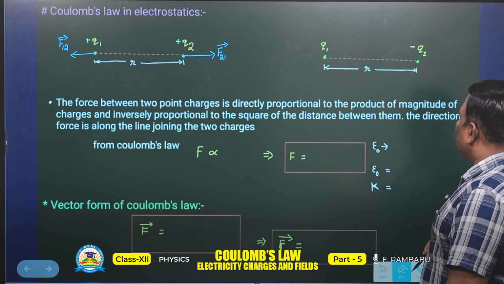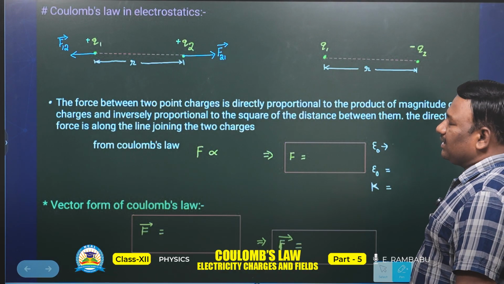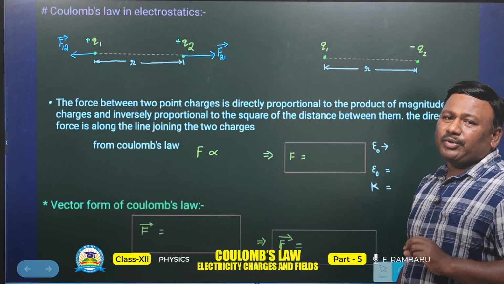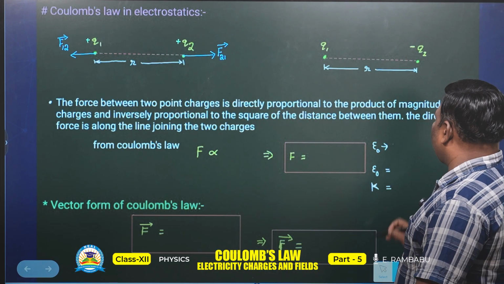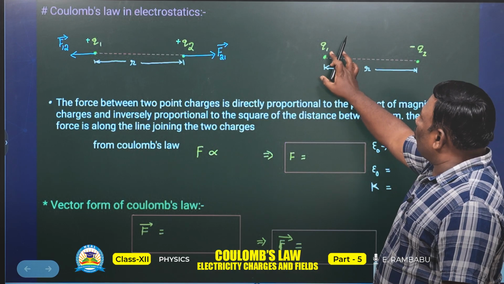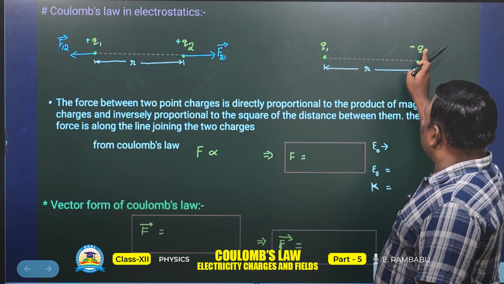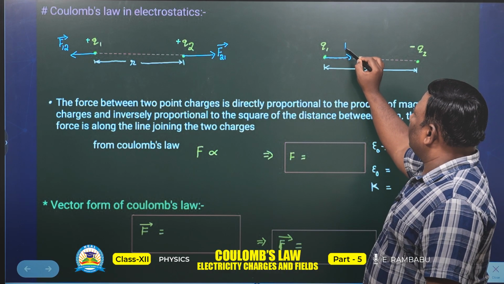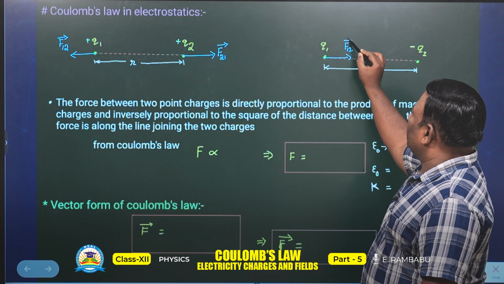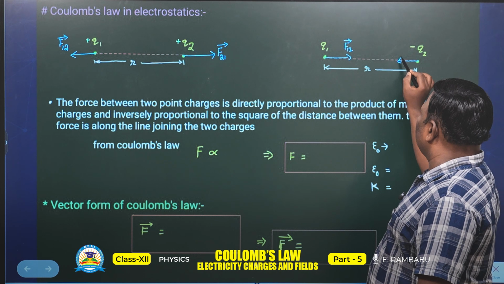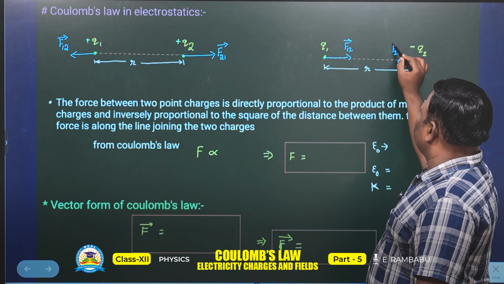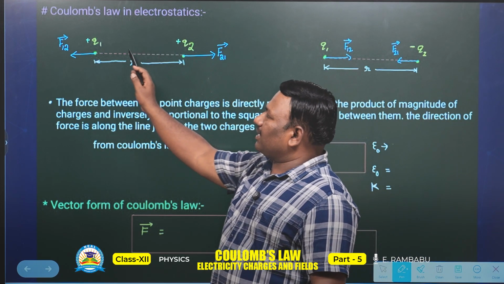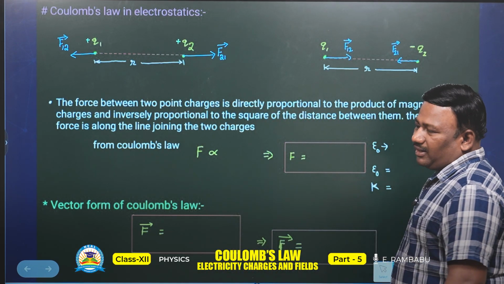In a similar way, I consider another situation with two charges, Q1 and minus Q2. Here I am considering unlike charges. When unlike charges are taken, Q1 attracts Q2, and similarly Q2 attracts Q1. So the force on 1 due to 2 is in this direction, and the force on 2 due to 1 is towards Q1. So this is known as a repulsive force, and that is known as an attractive force.